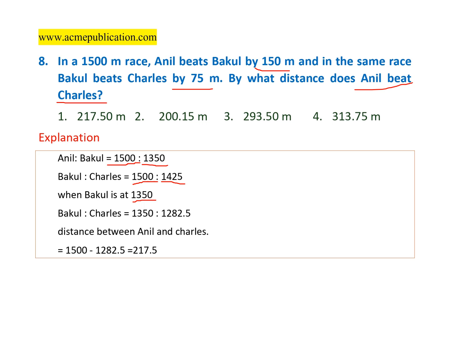Now if Bakul is at 1350 meters, then Charles will be at 1282.5 meters. Now we can find the distance between Anil and Charles. When Anil is at 1500 meters, Charles will be at 1282.5 meters, and the distance between them will be 217.5 meters.